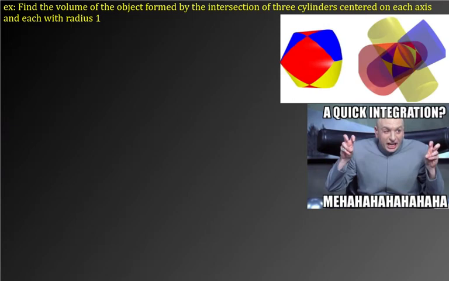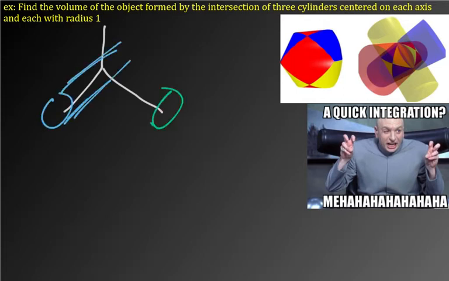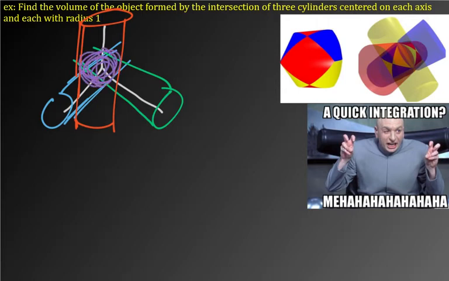So the real thing I want to do today is really just this one problem, but it's tough. The problem I want to do is find the volume of the object that is formed by the intersection of 3 cylinders centered on each axis with a radius of 1. So you've got unit cylinders, right? Here's one centered on that axis, here's another one centered on that axis, and here's another one centered on that axis, okay? And I'm talking about the weird shape in here that's formed by the intersection.